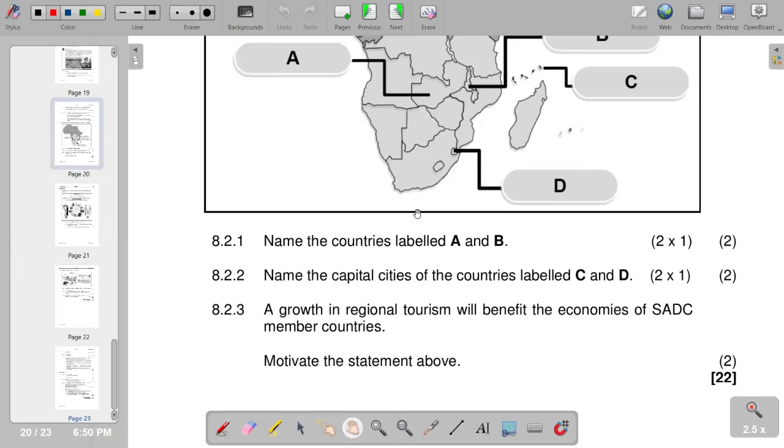So those are some of the points that we can include in terms of 8.2.3. So with that, we see that we have got 22 marks on question 8. We move on to question 9.